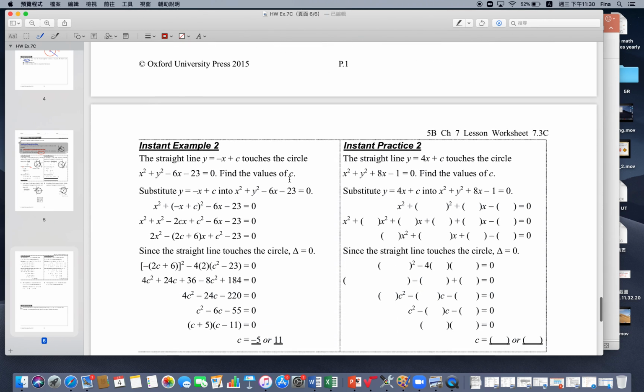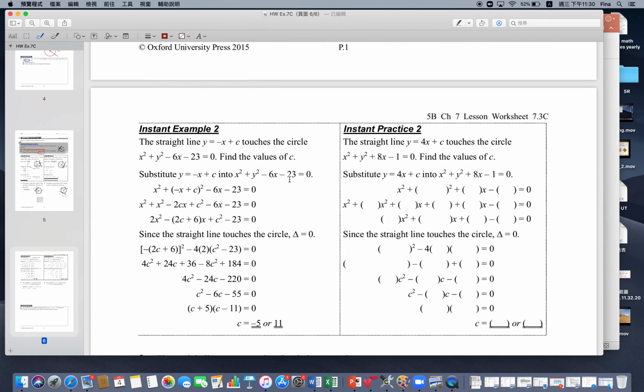And then let's look at the second example, which is another type of question related to the tangent. Can you see that here the straight line touches, that means it only intersects the circle at one point. That's why for this, we should think about delta equals 0.